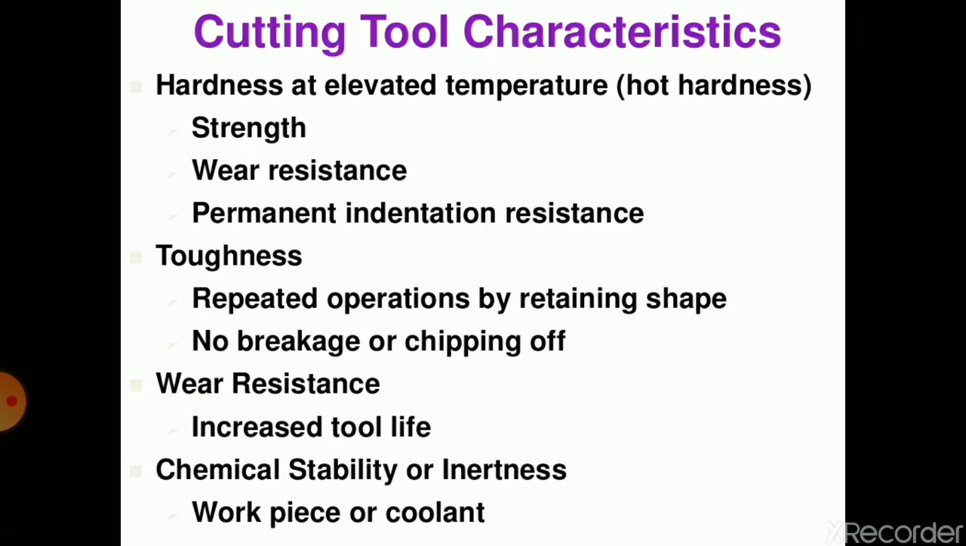Now we move on to the cutting tool characteristics. There are various characteristics which should be there in a cutting tool. There is hardness at elevated temperatures, strength, wear resistance, permanent indentation resistance. Then toughness, because of repeated operations, retaining shape, no breakage or chipping off. Then wear resistance, which increases tool life, and chemical stability or inertness to the workpiece or coolant.